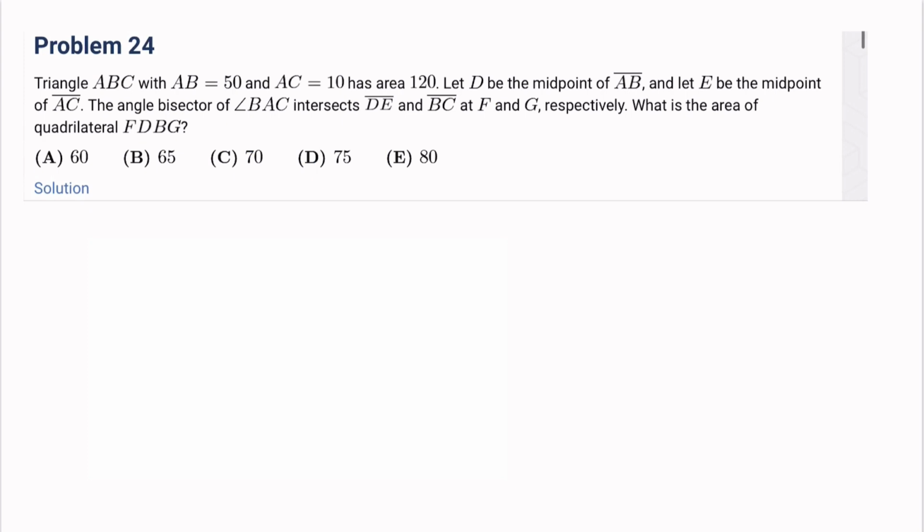Problem number 24. Triangle ABC with AB equals 50 and AC equals 10 has area 120.